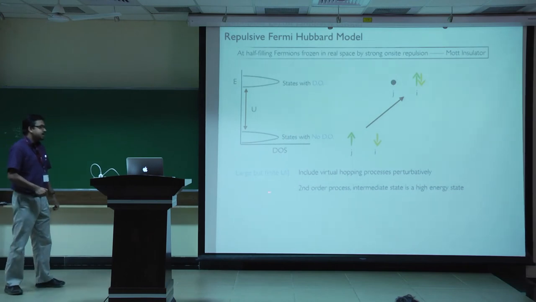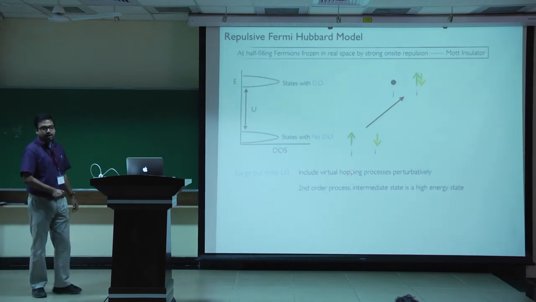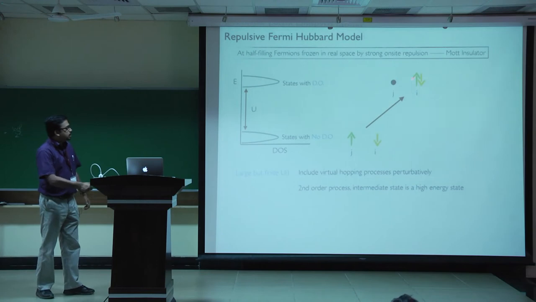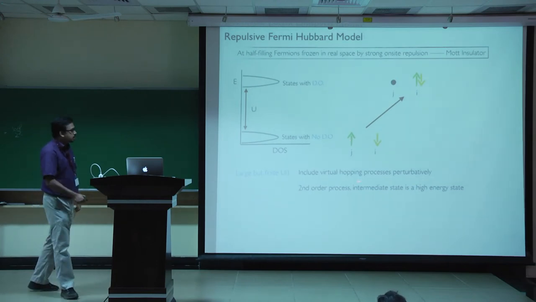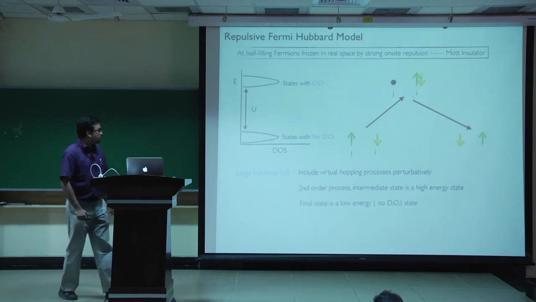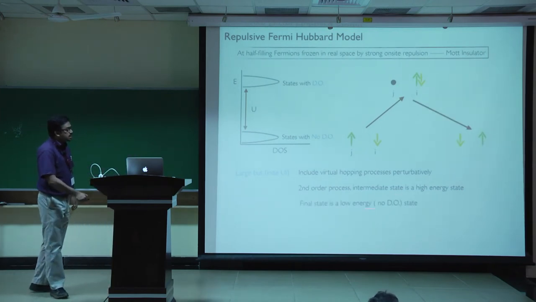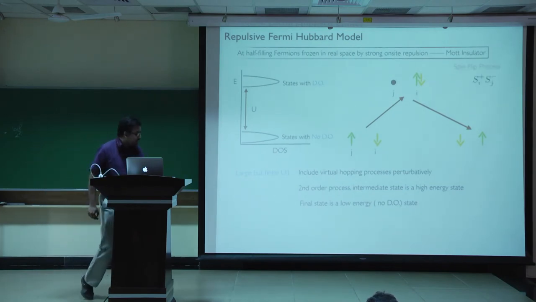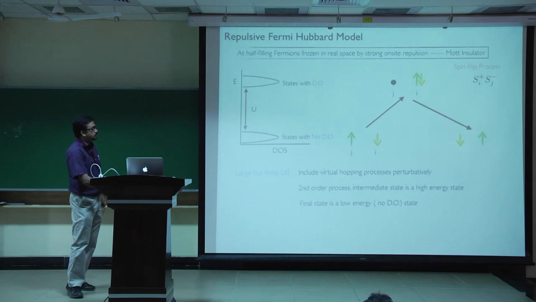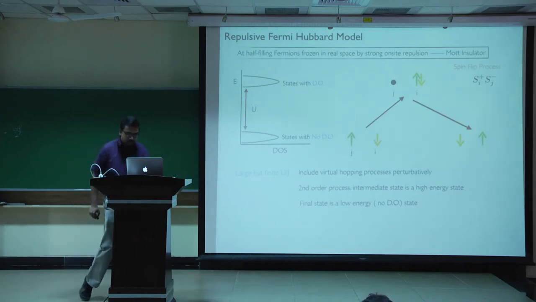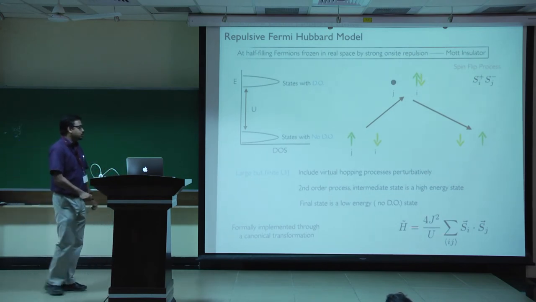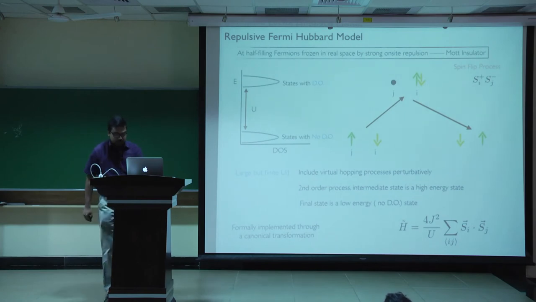You are at large but finite U over J, which means it's not completely frozen. What you do is you include the virtual hopping process perturbatively. So you say, okay, I will allow this process, but only virtually, which means I should allow only a second order process so that the final state is still in the low energy subspace, with no double occupancy. If you do this carefully, you will see that what you end up with is a spin flip process. Effectively, I have flipped the spin of these two. If you do this, you will end up with a Hamiltonian which looks like the antiferromagnetic Heisenberg Hamiltonian.